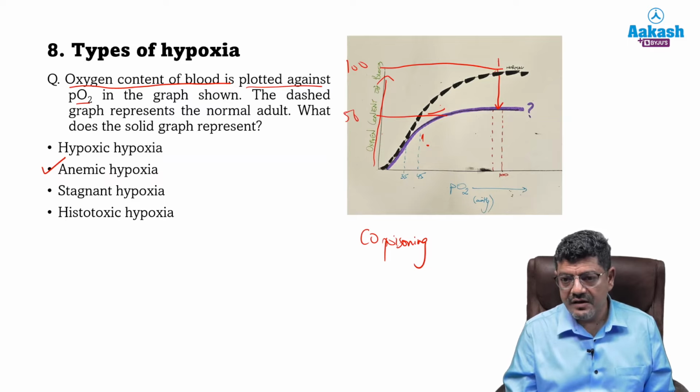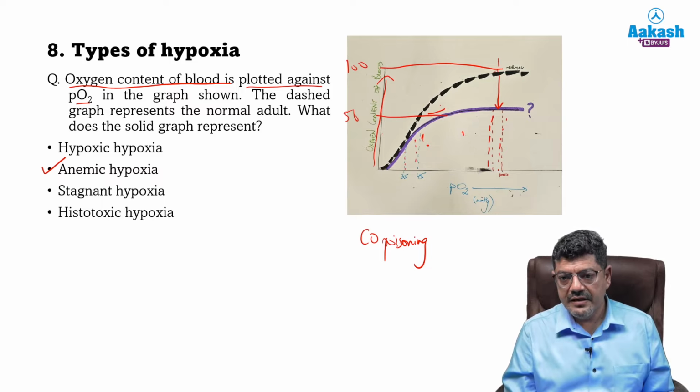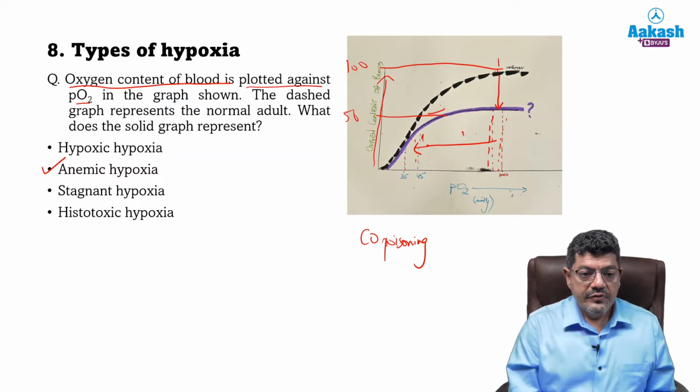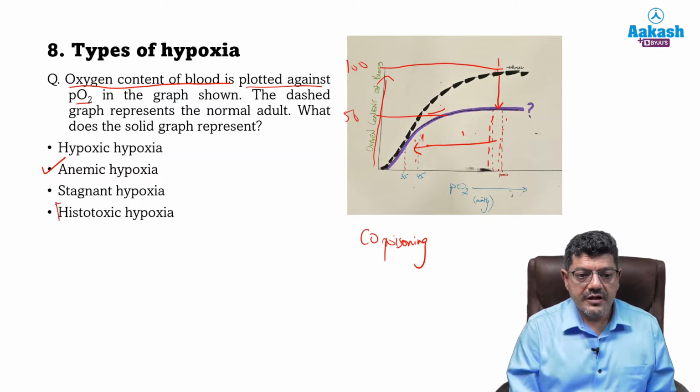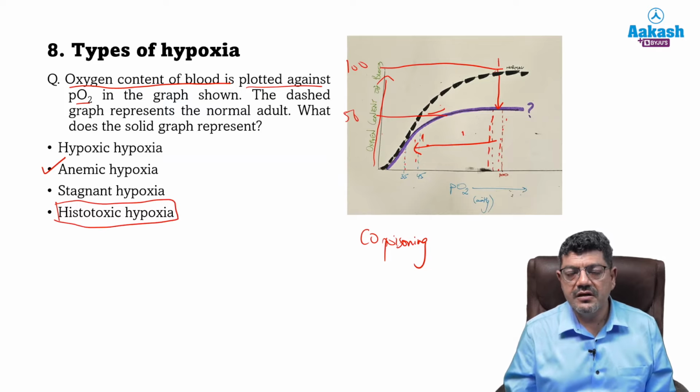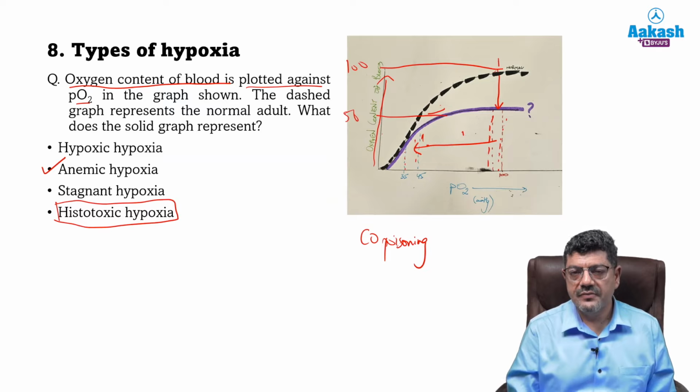Another piece of information given was that these dashed red lines are the arterial blood, whereas these blue lines are the venous blood. So the tissues are able to extract enough oxygen from what is being supplied to them, which would not be true for histotoxic hypoxia. In histotoxic hypoxia, there won't be much of a difference between arterial PO2 and venous PO2. That would be the kind of graph that you would get.